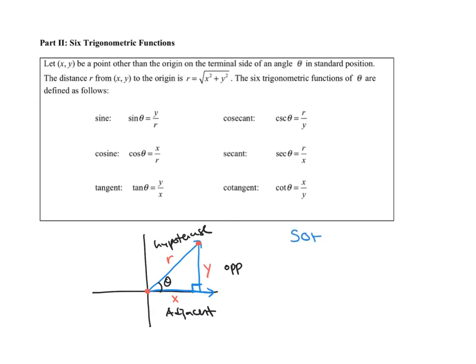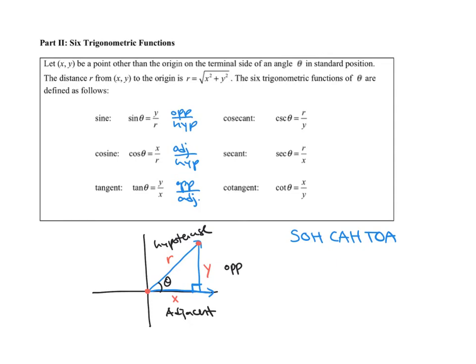Remember SOHCAHTOA. Sine of theta is opposite over hypotenuse, and that gives us y over r. Cosine of theta is adjacent over hypotenuse, which is x over r. Tangent theta is opposite over adjacent, which is y over x.